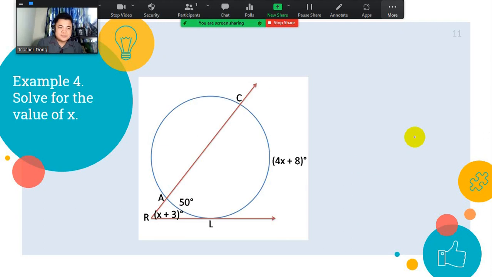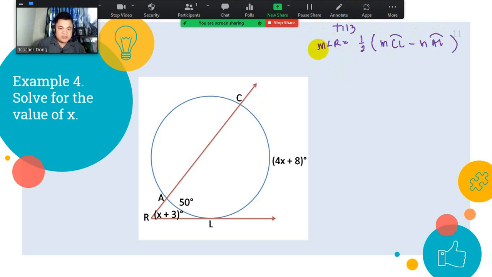Now, let's have example number 4. Solve for the value of x. Still, we are solving for the value of x. The initial step is you have to analyze the diagram. Then after that, you have to check which theorem you're going to use. So in this case, we are still using Theorem 113, or the intersecting secants exterior theorem. Now, form your equation. Measurement of angle R is equal to 1/2 times the measurement of the far arc, which is CL, minus the measurement of arc AL, or the near arc.